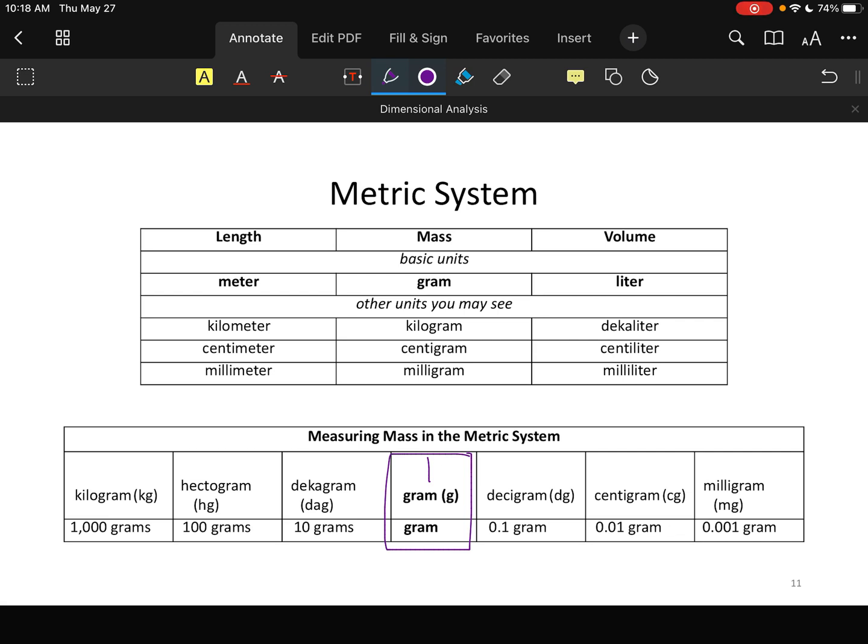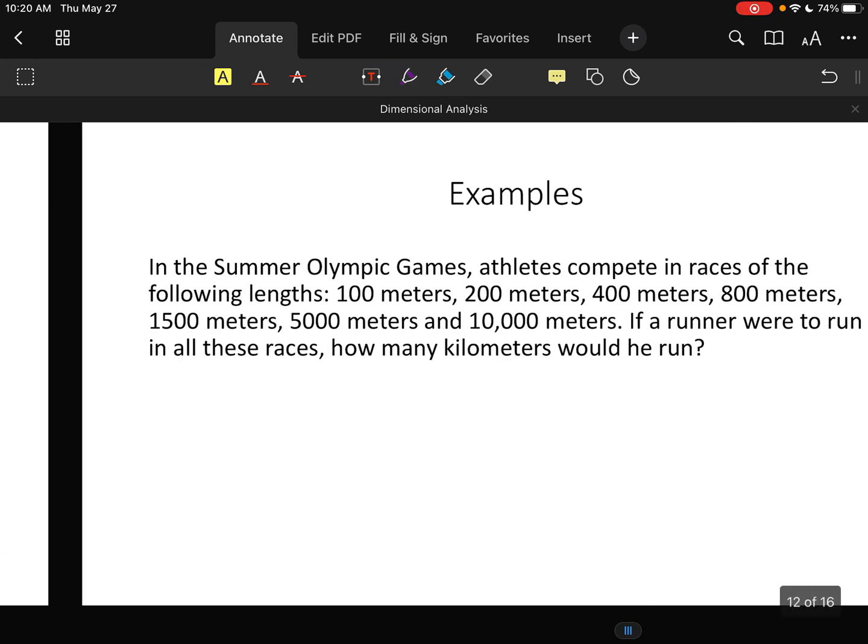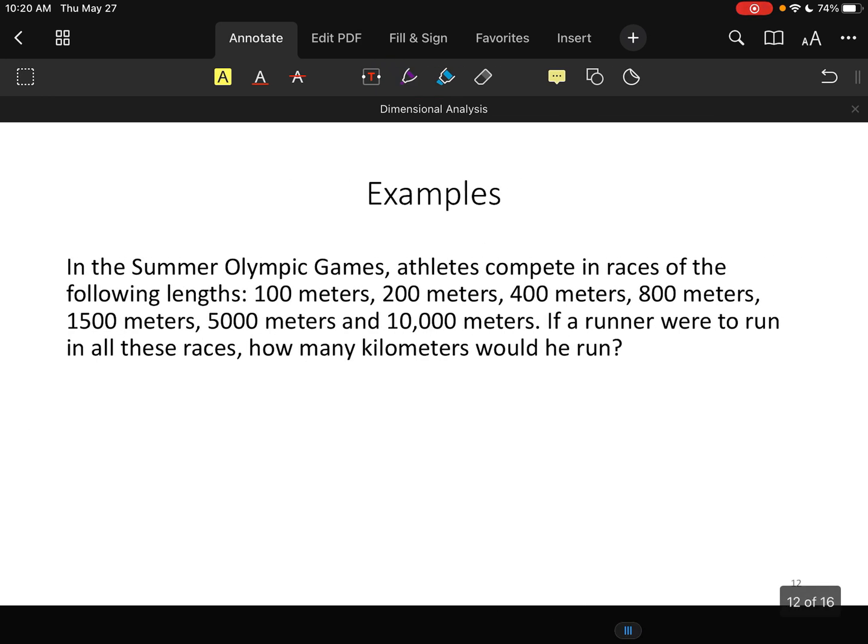And then on the other side, typically you don't hear decagrams, because again, in the United States we don't use the metric system a whole lot. Hectograms, kilograms, so on and so forth. These words, kilo, centi, hecta, deca, all that's telling you factors of 10. So let's look at this real simple example just to kind of get us started.